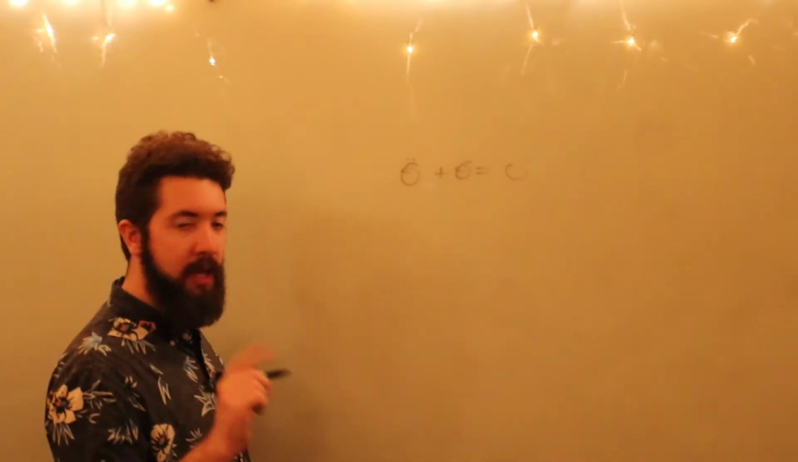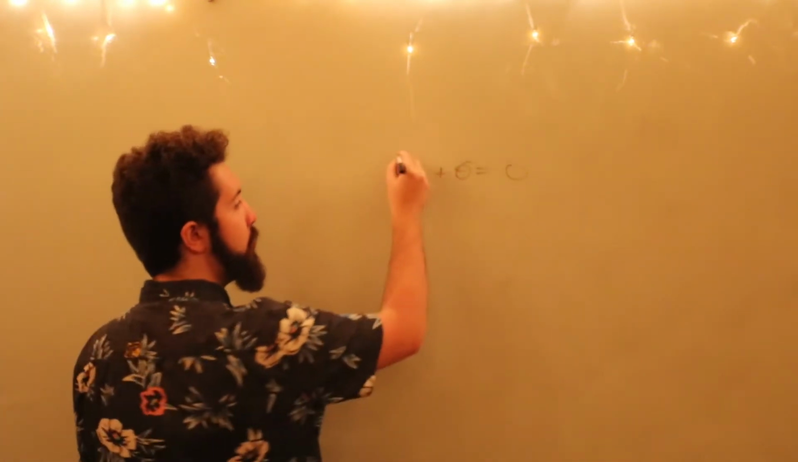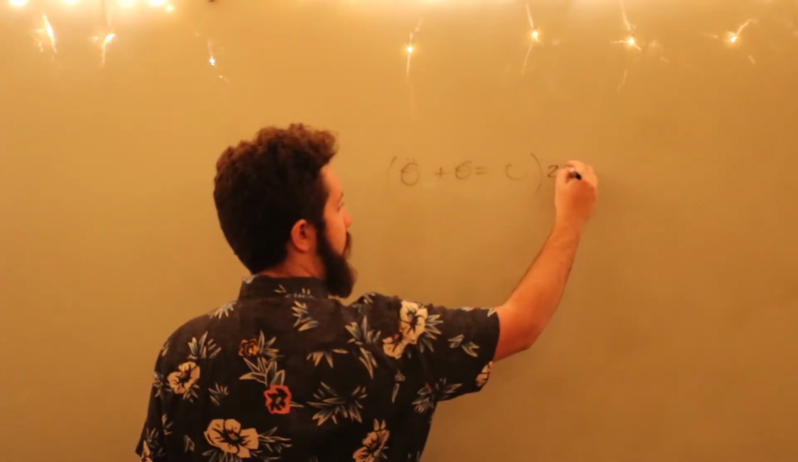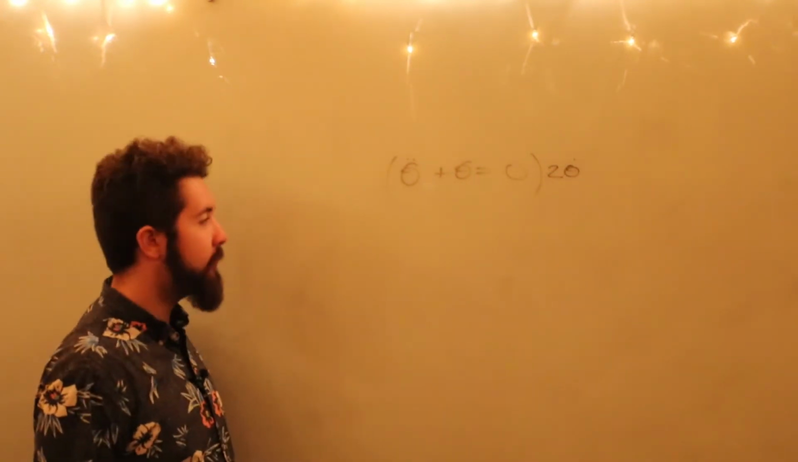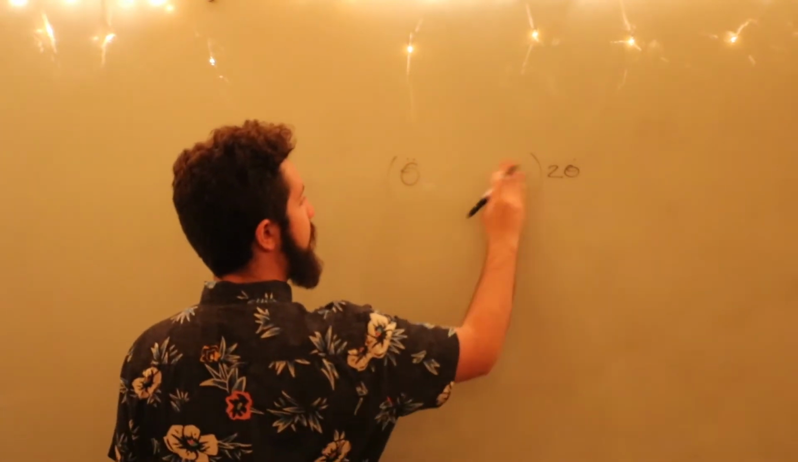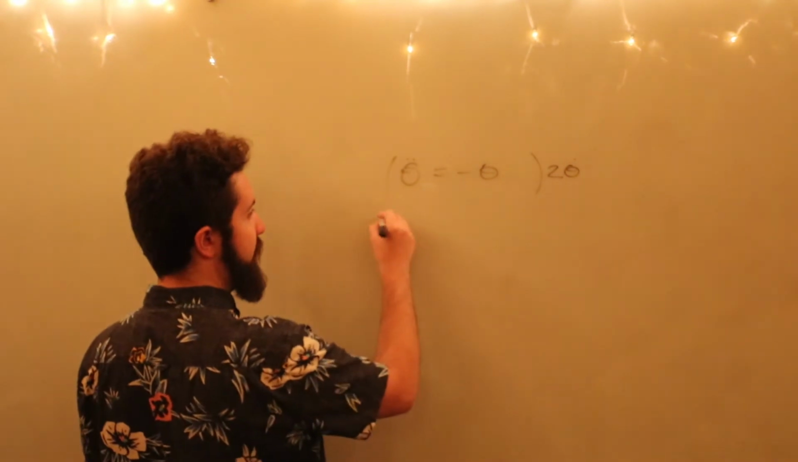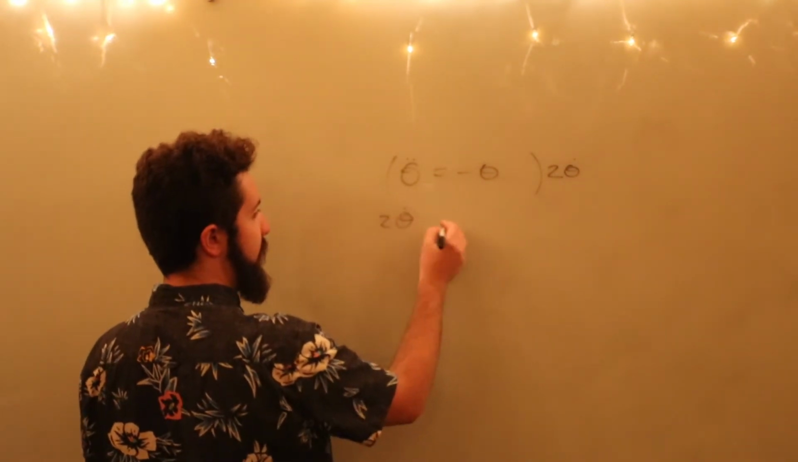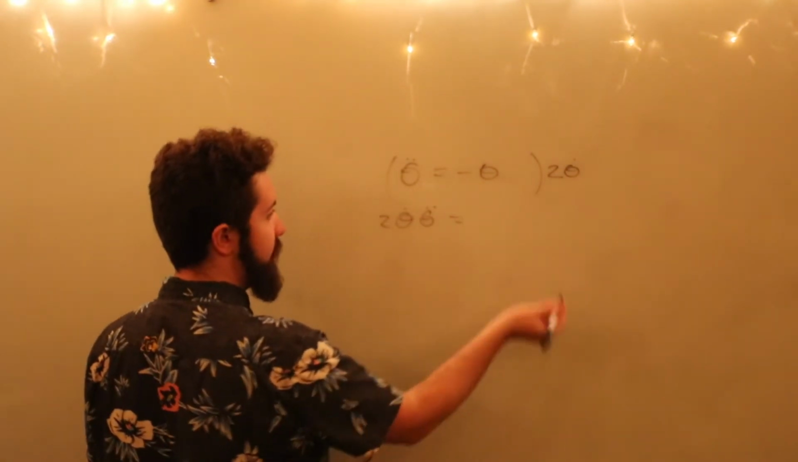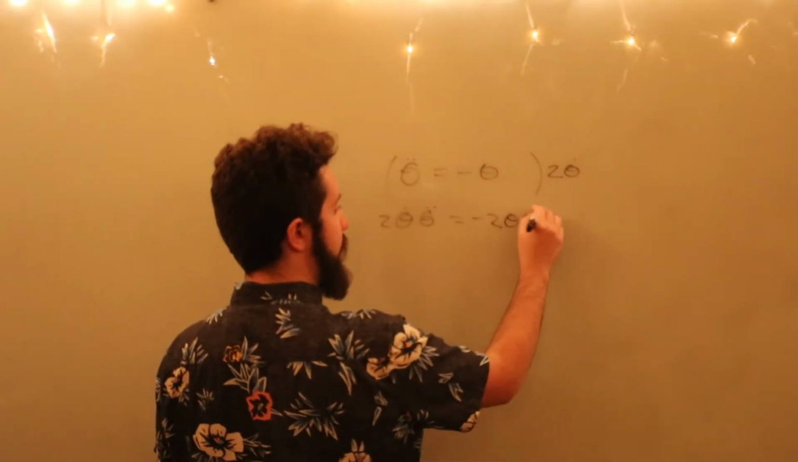So let's multiply this whole equation by 2 times theta dot. You'll see why in a second. And let's actually move this over here, so this is equal to negative theta. So what we're going to have is 2 theta dot theta double dot is equal to negative 2 theta theta dot.